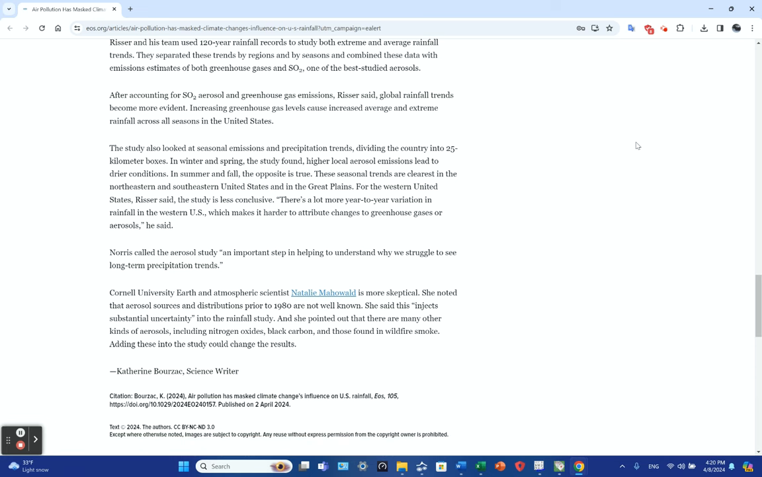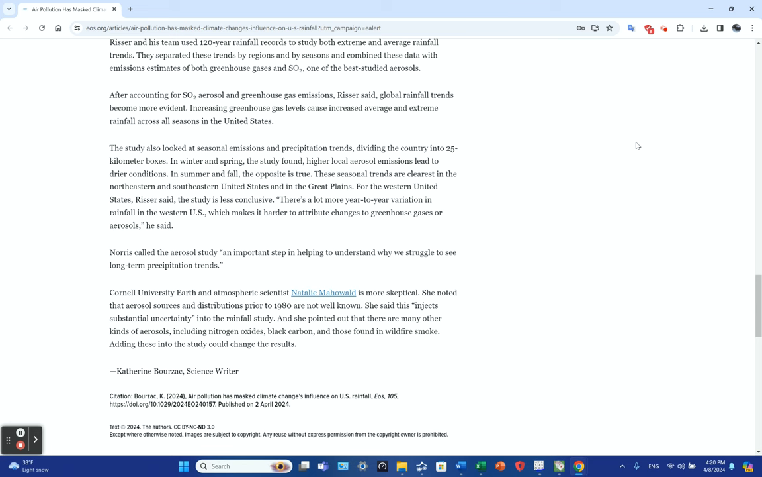The study also looked at seasonal emissions and precipitation trends, dividing the country into 25-kilometer boxes. That's pretty detailed. In winter and spring, the study found higher local aerosol emissions lead to drier conditions. In summer and fall, the opposite is true. Well, colder temperatures just hold less moisture. Come on.